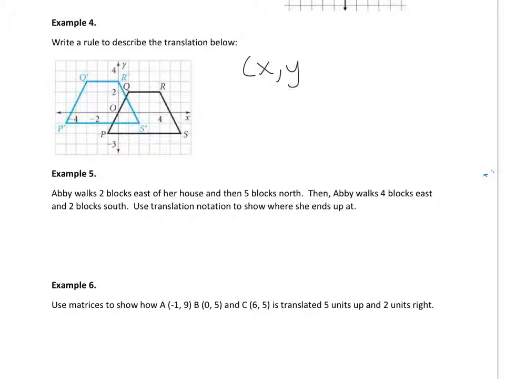Okay, number 4: write a rule to describe the translation below. Your rule is going to be (x, y) and what happens with it. This is a notation that you need to have: the ordered pair, how is it being transformed? We start at Q and then move to Q prime. Q is going back and up. Q is going back 1, 2, 3, 4, so it's x minus 4. And then it's going up 1, so it's y plus 1. You need to have this notation: (x, y) with the arrow, talking about your translation and how it's being shifted.